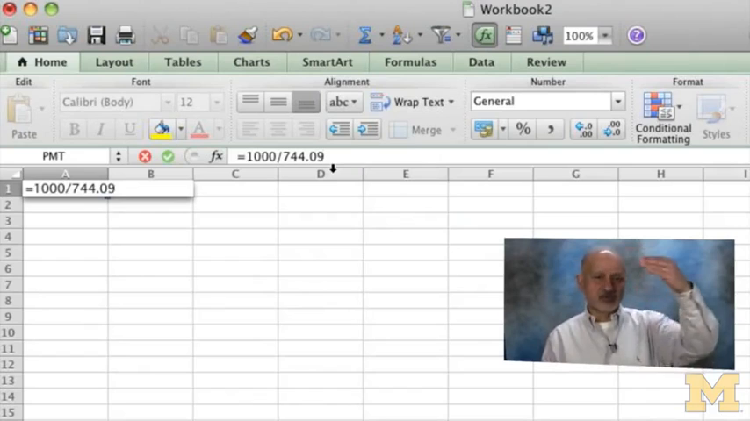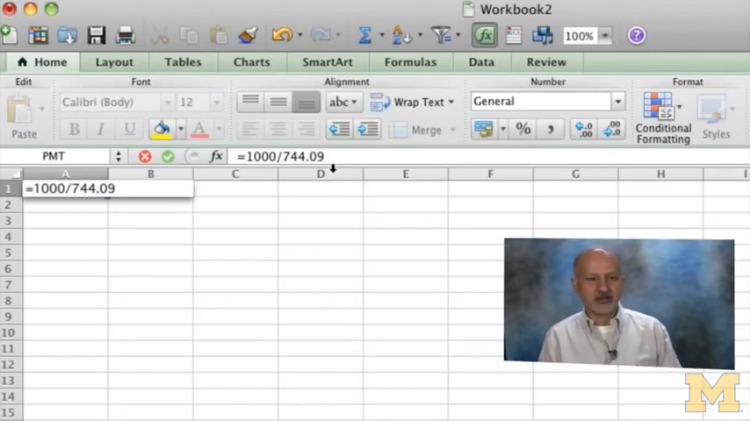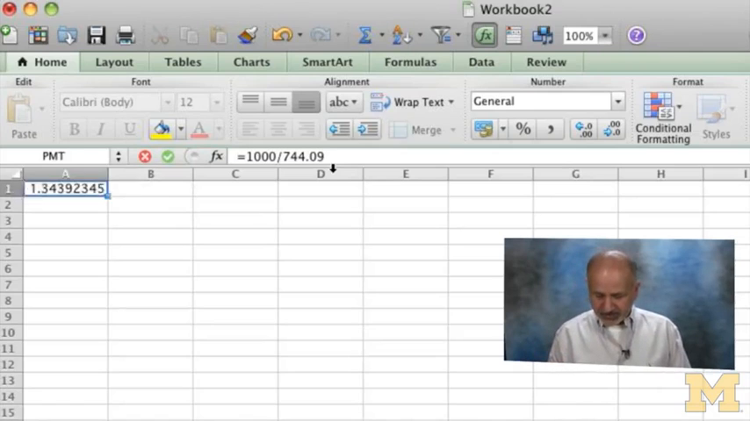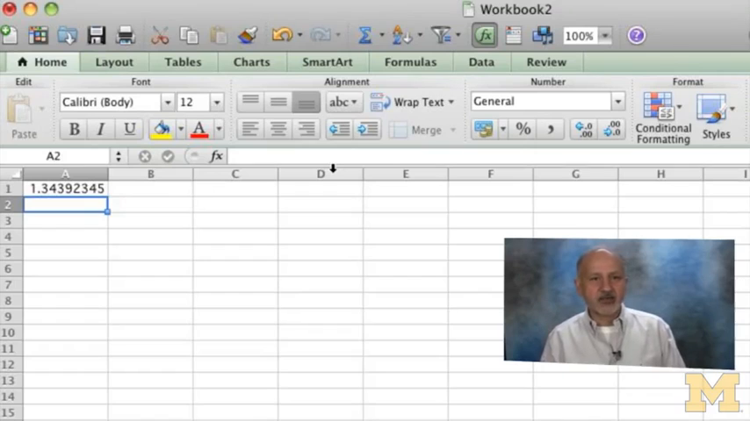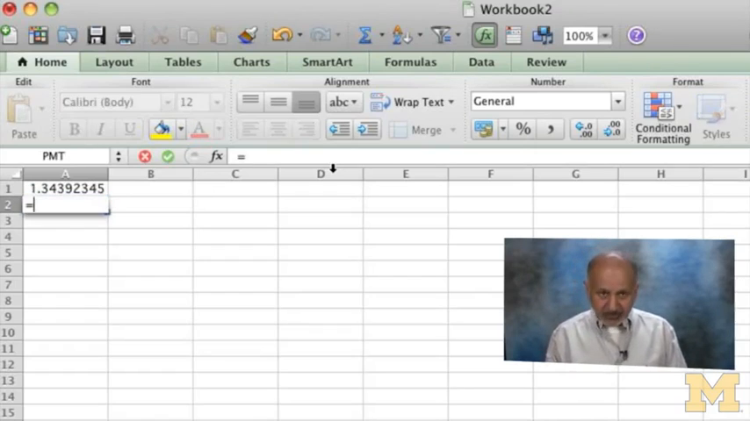This is telling me future value, 1,000, and present value, right? The only two things I know. However, the key here is the number of periods that pass, right? So let me return it. So that is 1.3439.